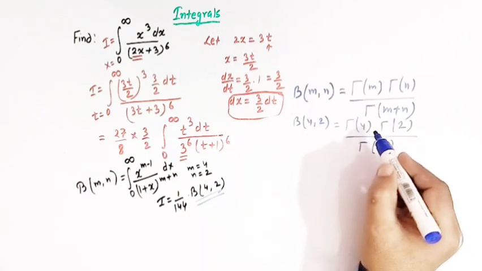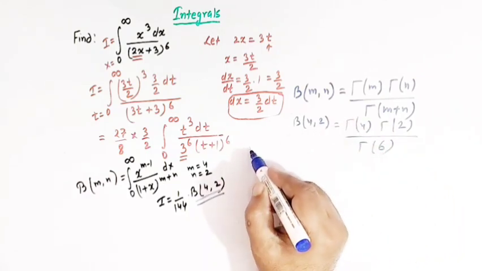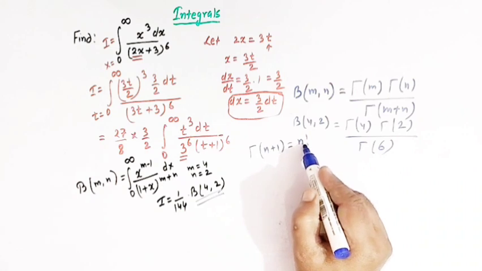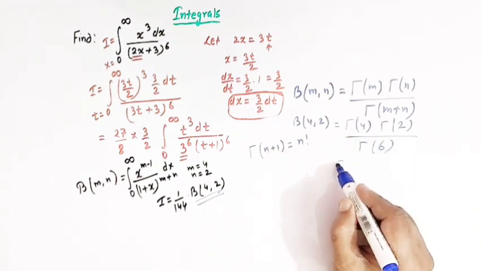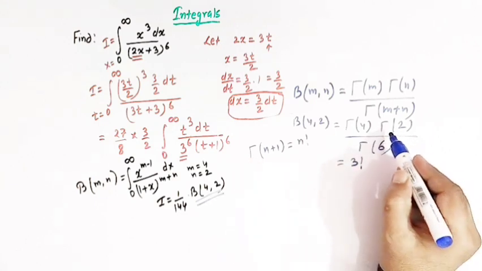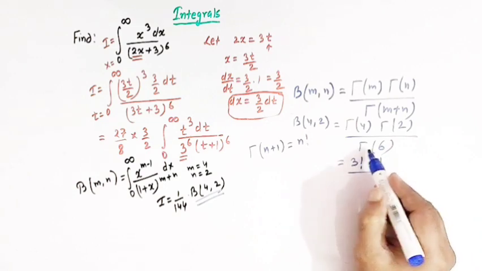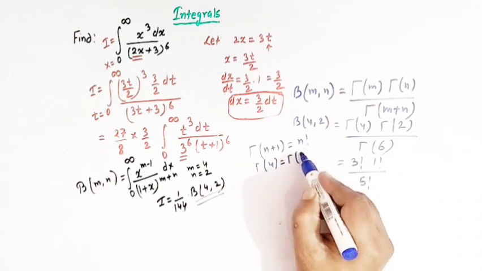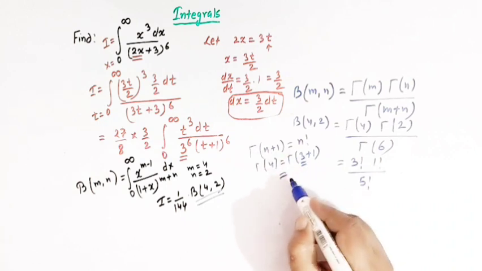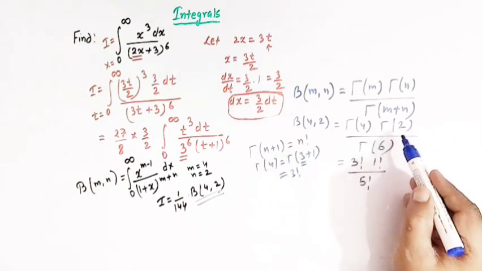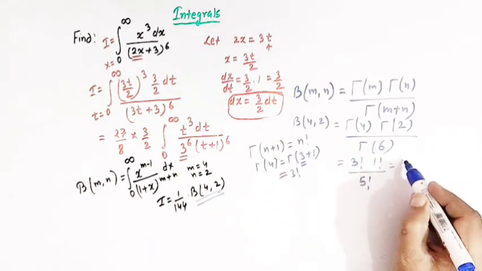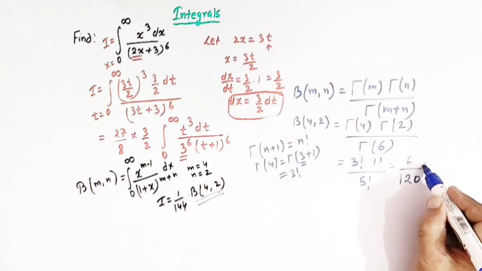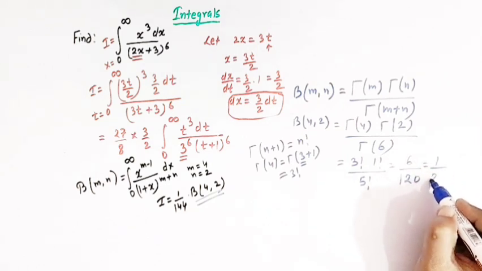Here I will make use of one important result from the gamma function. Gamma of n plus 1 is equal to n factorial, where n is greater than 0. So here we have gamma of 4. Gamma of 4 can be written as 3 factorial, gamma of 2 can be written as 1 factorial, gamma of 6 can be written as 5 factorial, right? See, gamma of 4 can be written as gamma of 3 plus 1, so here n is 3. So we have 3 factorial, and likewise here we have gamma of 2 and gamma of 6, right? 3 factorial is simply 6, 1 factorial is 1, and 5 factorial is 120, right? So this is 6 over 120, so we have 1 over 20.